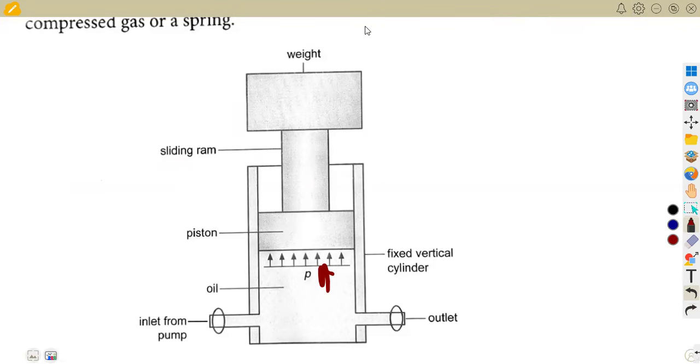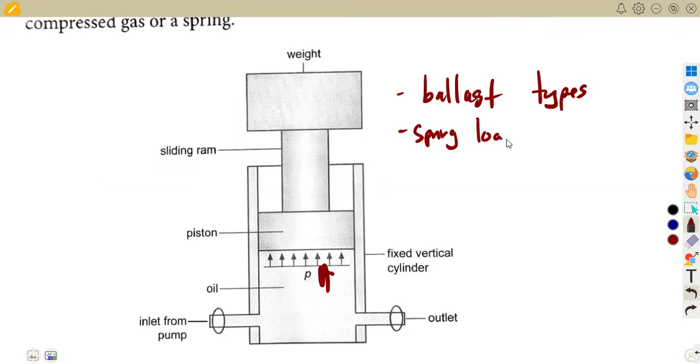Now let's consider the types of accumulators. We can talk about the ballast type, the spring loaded accumulator, and the compressed gas accumulator, which can further be given as a bladder type, a diaphragm type, a piston type, or a metal bellows.